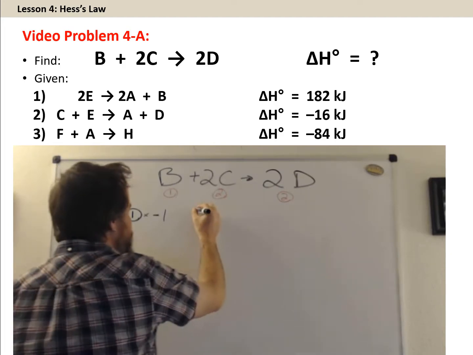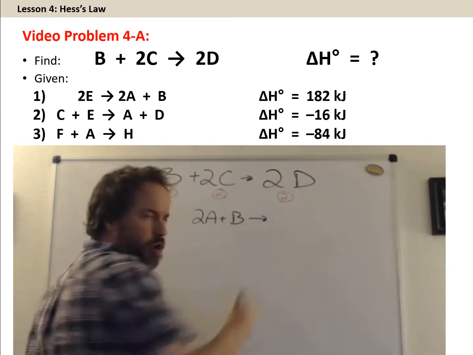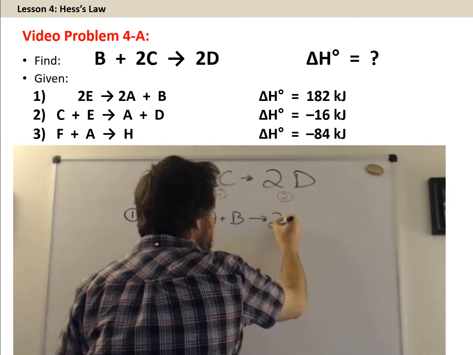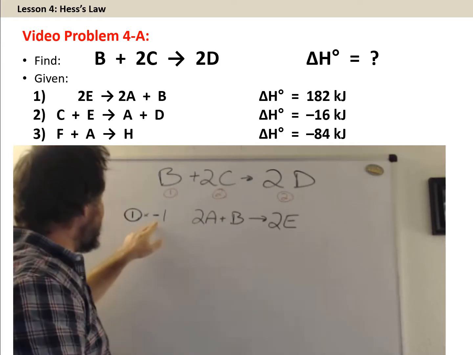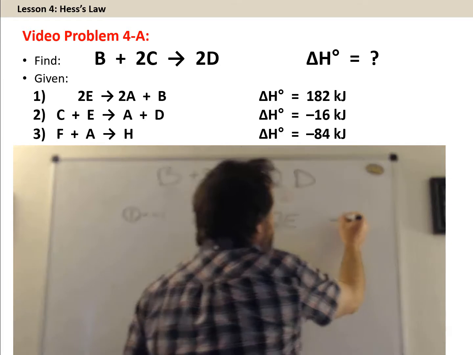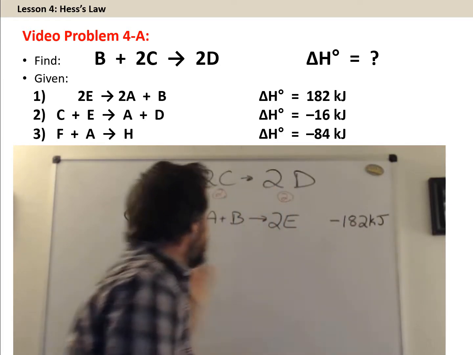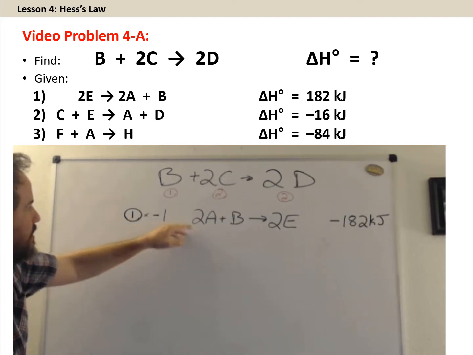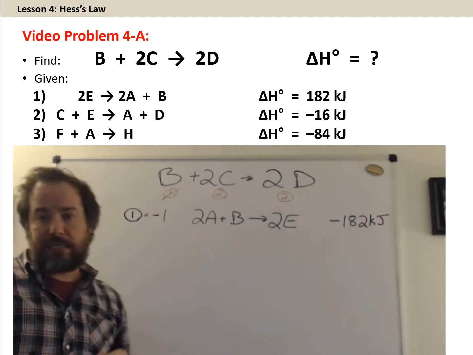So that will give me 2A plus B goes to 2E. And my delta H for that, seeing that I flipped it, is a negative. So that's going to make this negative 182 kilojoules. Okay, so that gets my B in the right place. Let's go on to the C.